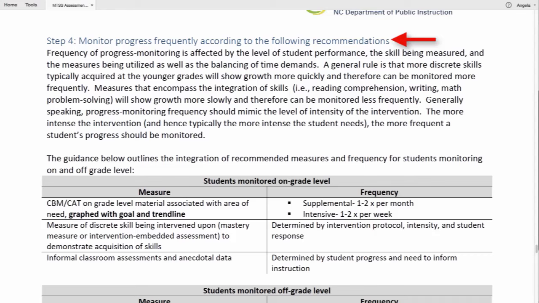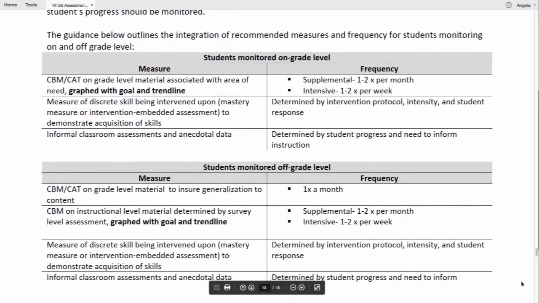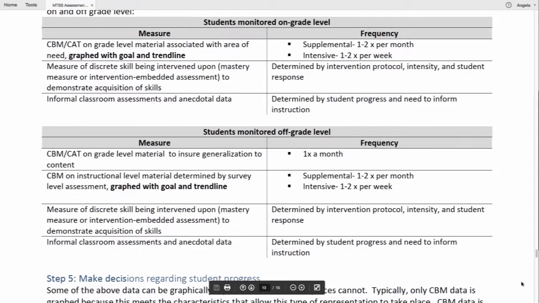And now step 4. We're going to progress monitor frequently. As you'll see in the complete guidelines, for students monitored on grade level, remember these are students that are typically less than 2 years below grade level, they'll be monitored with a curriculum-based measure or a computer adaptive test about 1 to 2 times per month when they're receiving supplemental instruction, and maybe as frequently as once a week when they're receiving intensive instruction.